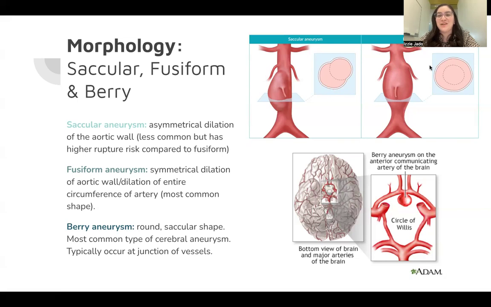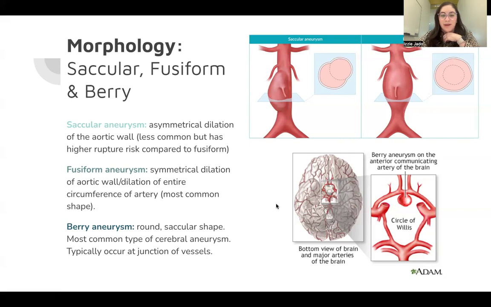But on the contrary, fusiform is this equal symmetrical dilation. So you see this normal diameter here, that would have been the true lumen. And we can tell right here we're working with the abdominal aorta because we can see our IMA and iliac vessels here. And so here you can see this continuous, equal dilation all across, and this is the most common type of aneurysm shape.